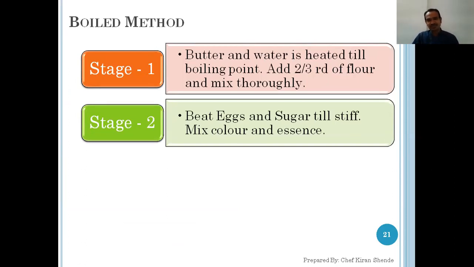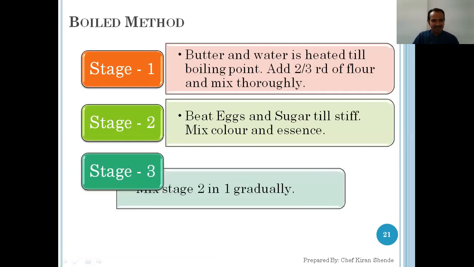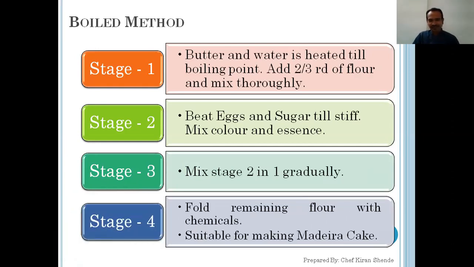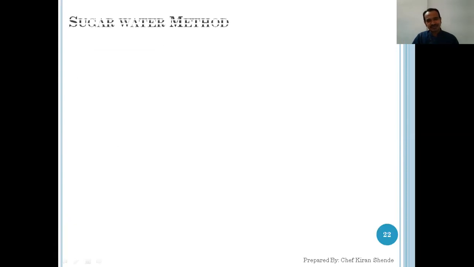Eggs along with sugar are mixed to a stiff peak, and the essences and colors are added. Stage 3, mix 1 and 2 gradually. Stage 4, you fold in the remaining flour along with the chemicals. This is most suitable for making a citrus flavored classical cake, that is a Madeira cake.